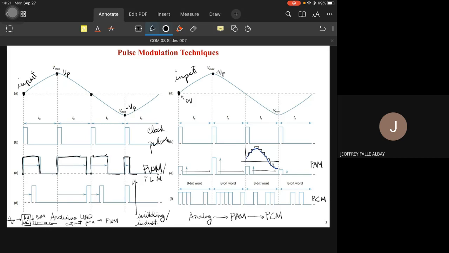So for the remainder of the discussion on digital transmission techniques, we'll solely focus on pulse code modulation. Although PAM will be mentioned, because we cannot create PCM without PAM, the endpoint is definitely PCM signals.